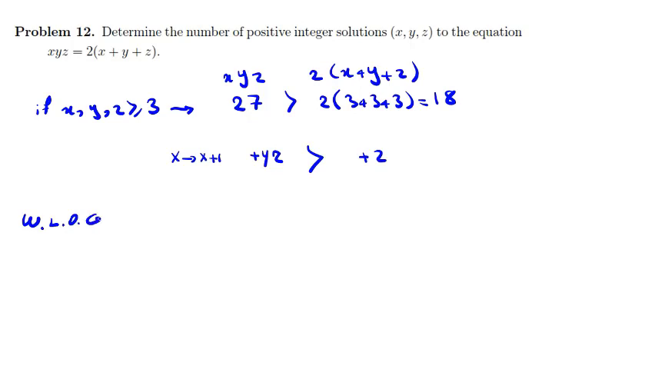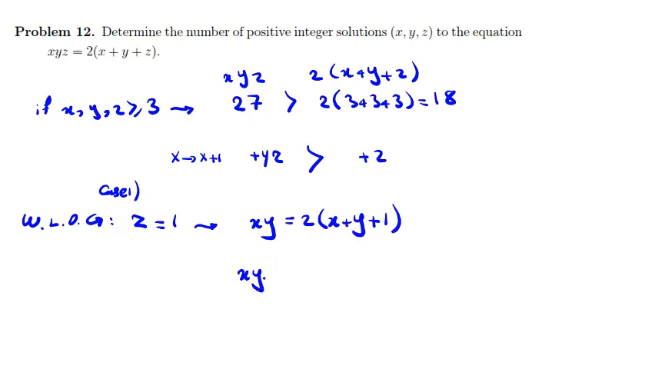Without loss of generality, suppose that z is 1 in case 1, and in case 2, z is 2, because they are symmetric in x, y, and z. If z is 1, you can replace it in the main equation. So xy equals 2 times x plus y plus 1.